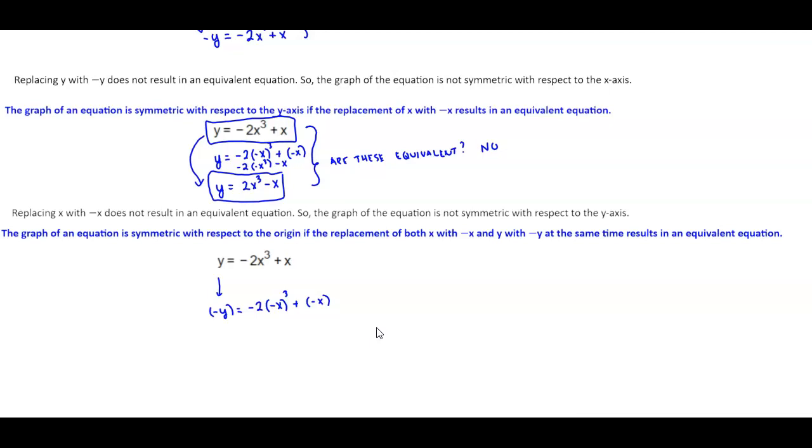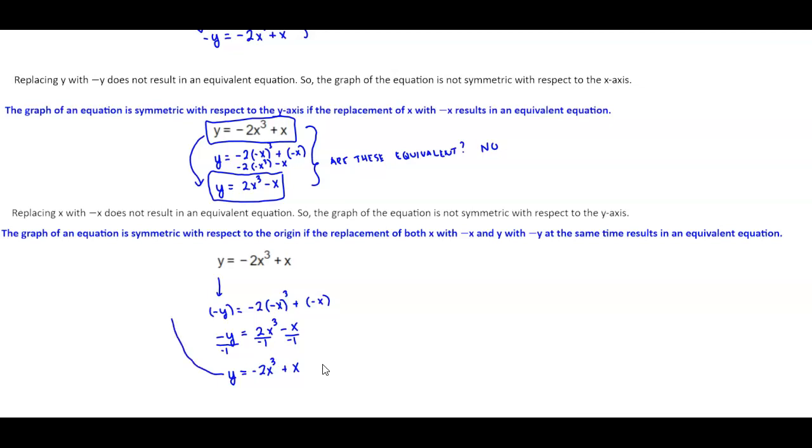So we get a negative times a y, which is negative y. And then we know from the previous step that this is going to be a negative times a negative, which is going to be positive 2x cubed. And then this is going to be plus minus, which is minus x. Okay, now let's solve for y. So if we solve for y, that means we need to divide everything by negative 1. So that means we get positive y, which is equal to negative 2x cubed. And this negative divided by negative makes this a plus.